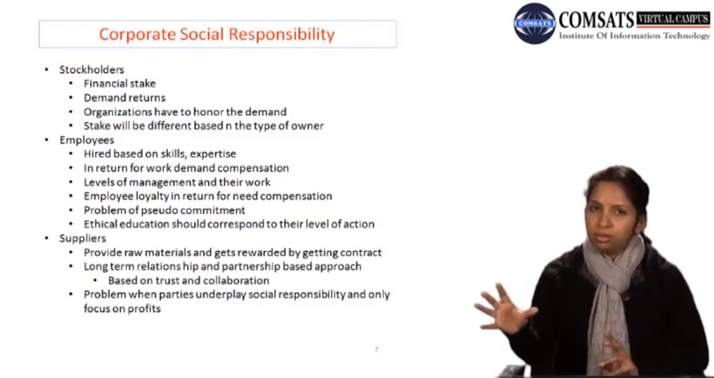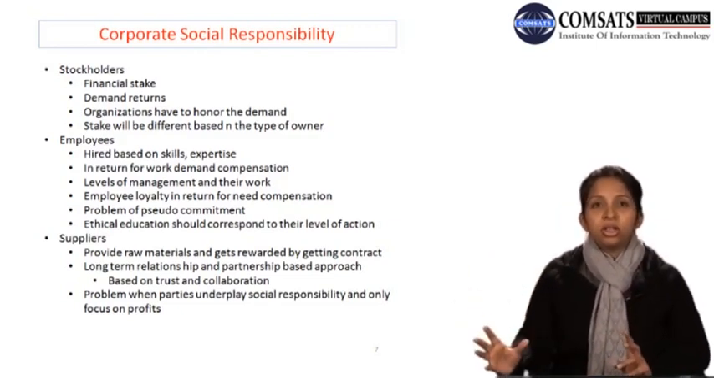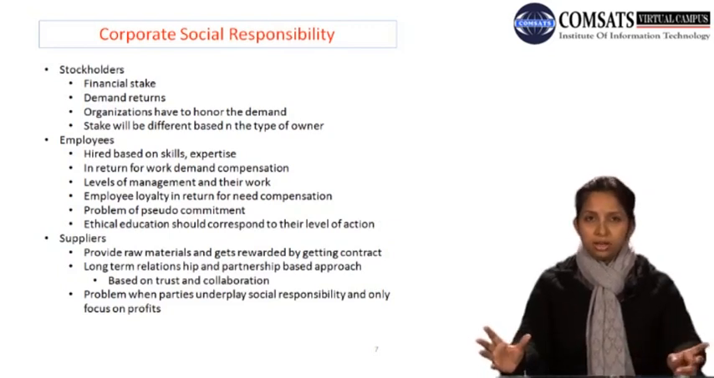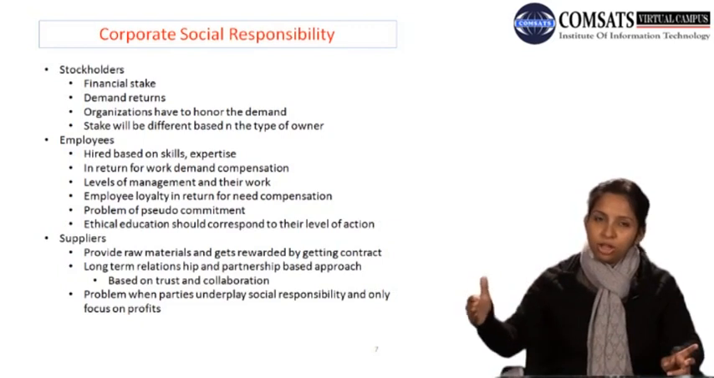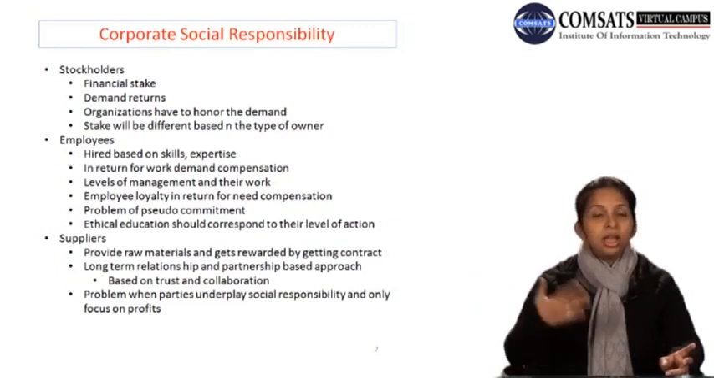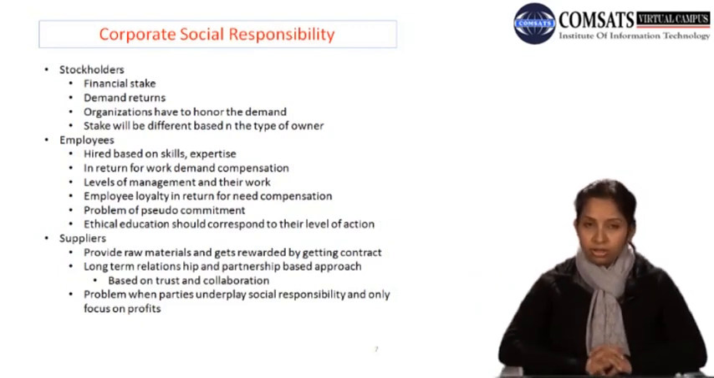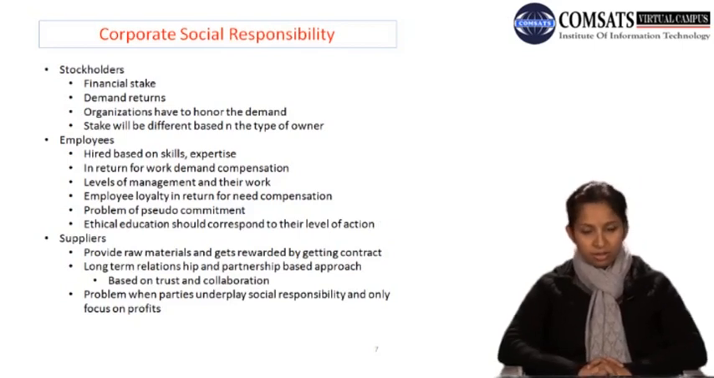If there is a good supplier who supplies you raw material of the right price and right quality, you would want to stick with that supplier, because the longer your relationship or partnership, the more both parties benefit. Again, how can this relationship be long-term? How can the relationship between the business and the supplier be strong? Only when there's trust and collaboration between the suppliers and the businesses.